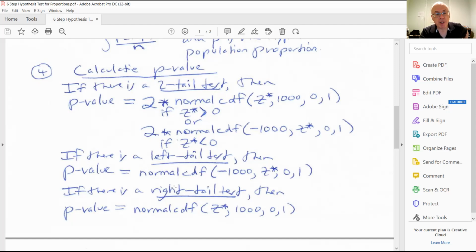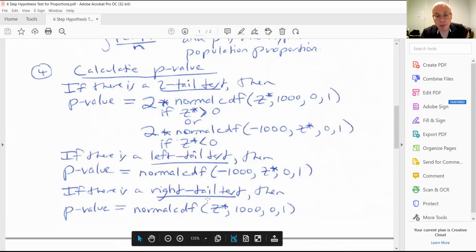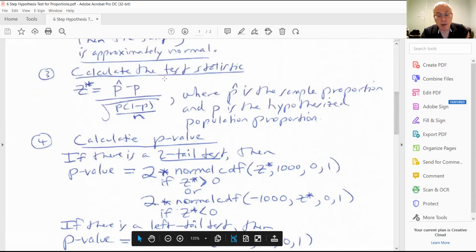If we have a right tail test, again, it depends on the direction of the greater than or less than. A right tail test would be greater than, and a left tail test would be less than. That's for our alternative hypothesis. So if it's a right tail test, again, we don't double it. The right tail area is going to be our p-value, so we use this formula. Remember, when we do our test statistic, we're getting a Z score, and we're going to use the standard normal in our normal CDF to come up with our p-value.